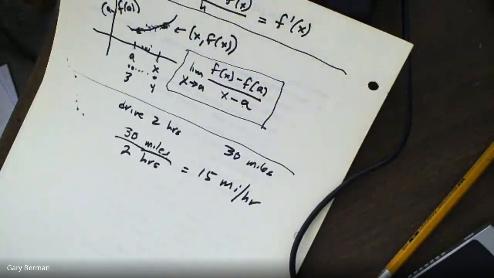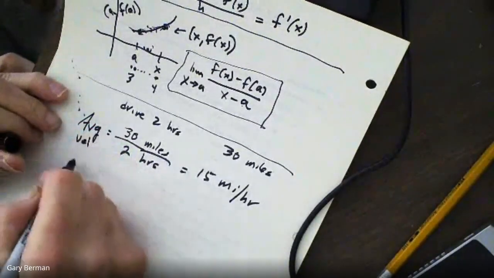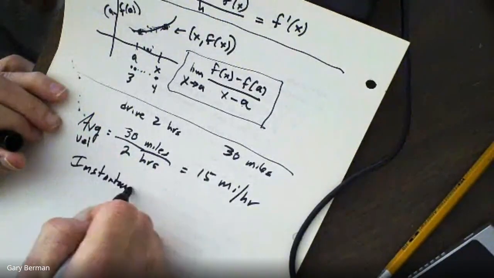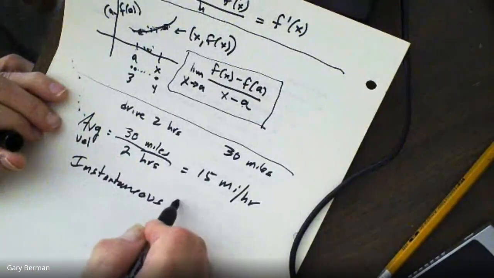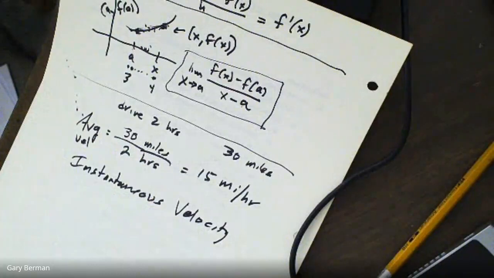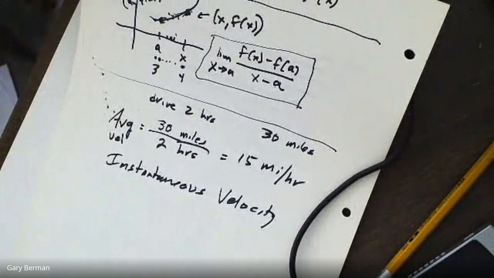And this is the average velocity. What we want to know is the instantaneous velocity. Instantaneous velocity. That's the real question. And that was the question that Isaac Newton was trying to answer. Okay? I want to know, what is this thing doing at any specific time? At 1 second after it leaves, at 2 seconds, or in this case, at half an hour, at 45 minutes, at 1 hour. All right.